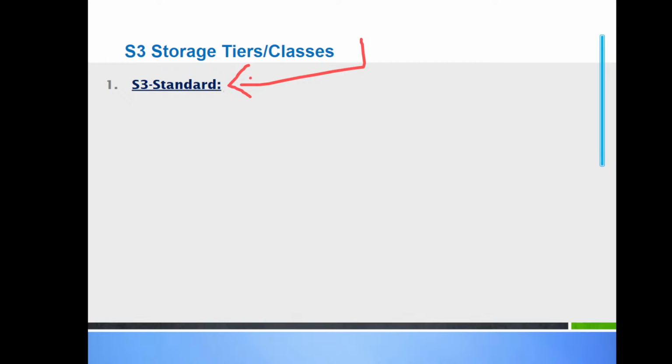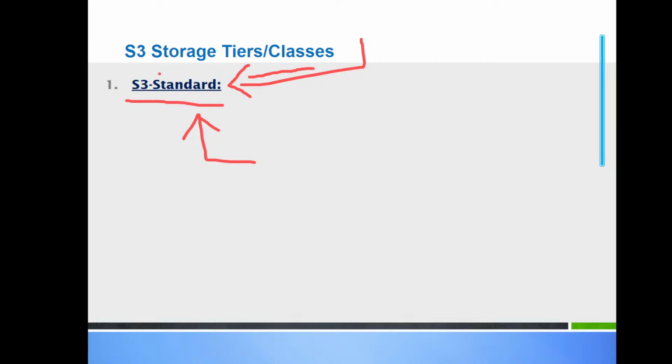So the top and the most basic one is S3 Standard. In S3 Standard, if you are uploading any file in S3, by default it will be uploaded in S3 Standard. This is the costliest storage class in S3. So if you are uploading any file and you are not selecting anything, by default the data will be stored in the S3 Standard class.